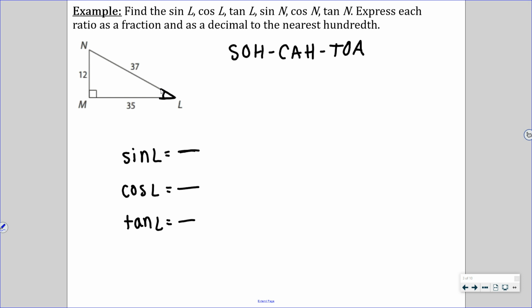If I'm looking at angle L, and since all of the sides are labeled with numbers, you can just shout out the number. Which of these three sides would be my opposite side? Do we agree? 12? Opposite is not touching. Good. What's my hypotenuse? 37. 37 is my hypotenuse. Easiest to detect across from the right angle, meaning my adjacent side is what? 35.